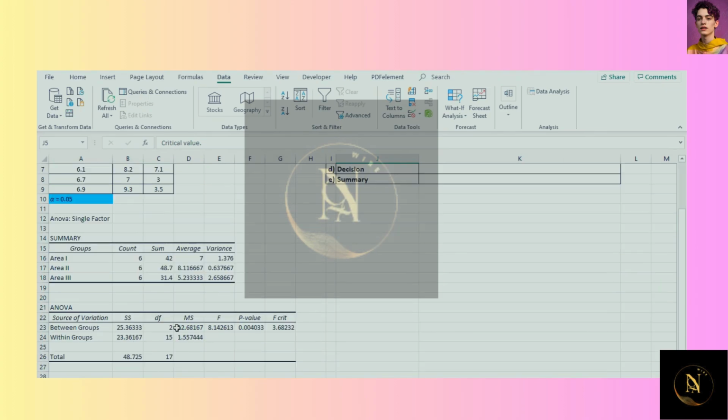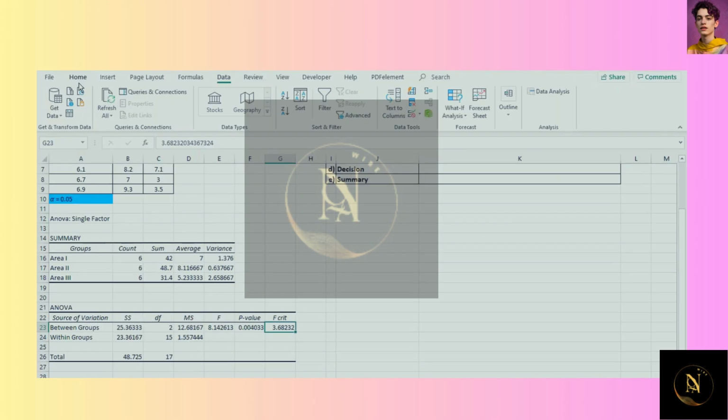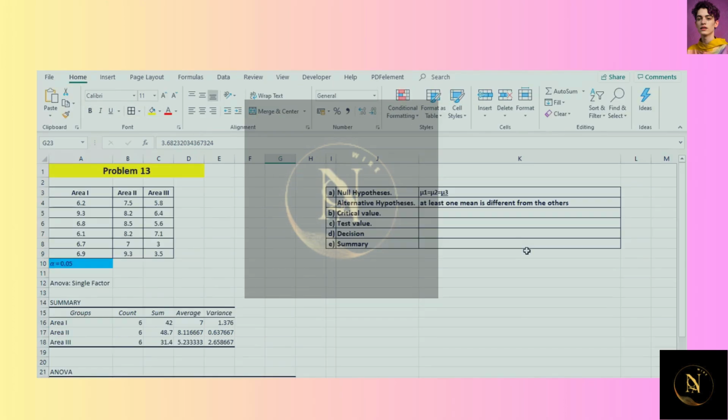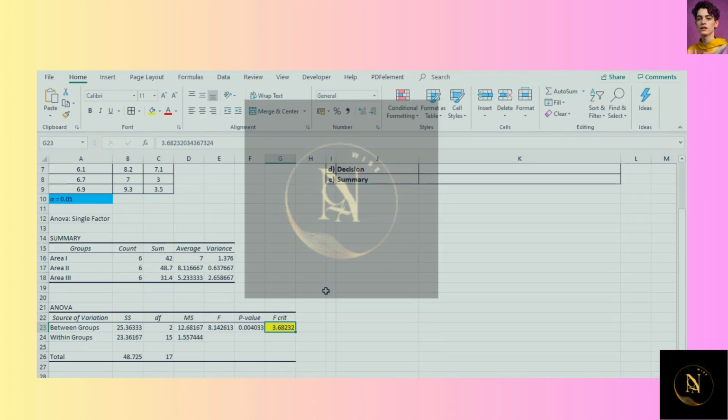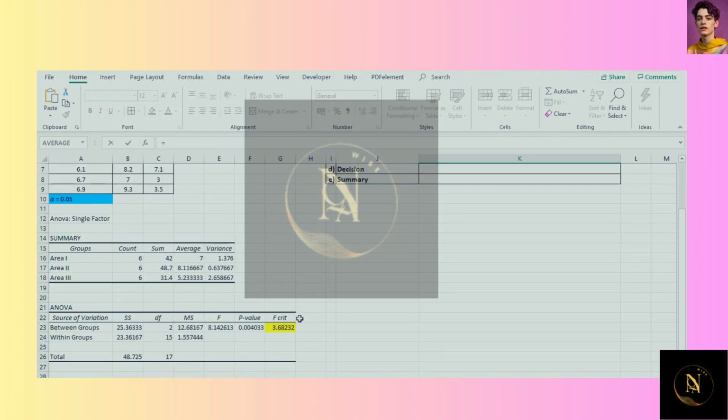will have 2 numerator degrees of freedom and 15 denominator degrees of freedom at the 0.05 level of significance, and the value is 3.68. So the critical value of F is 3.68.